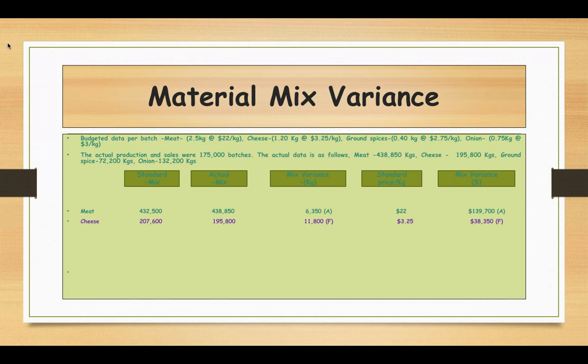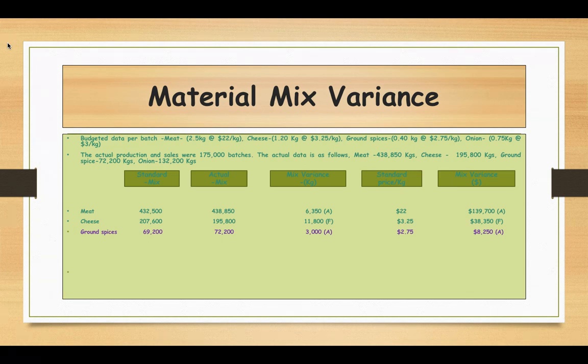We need to convert that into money value. So we are going to times that by $3.25. That is the standard price of cheese. So the mix variance will be $38,350 favorable. Now we are going to see the ground spice.